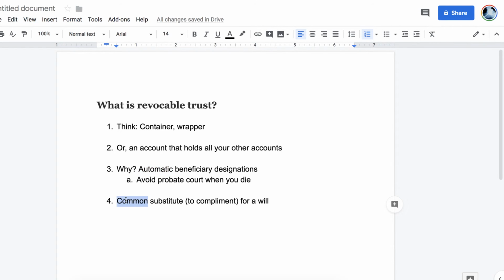So this is really a common substitute for a will. Sometimes you can think of it more as a complement, because you should have a will too, just in case. But really, this is supposed to take the place of the will. Instead of going through probate court, this wrapper around your accounts has automatic beneficiary designation. So when you die, you follow the instructions on the trust, and that's how things get distributed to your heirs.